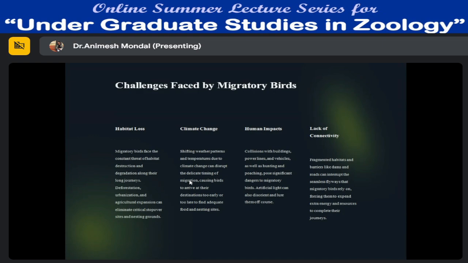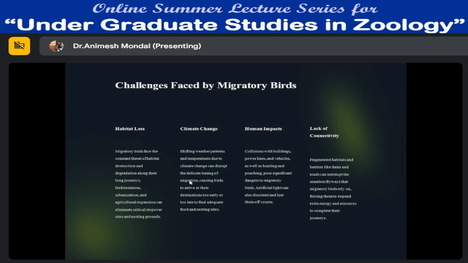Now, the next challenge is human impact. Human impact means construction of buildings and construction of certain lighthouses also posing a threat for the bird during its navigation. Now, lack of connectivity means fragmentation of the habitat, and barriers like dams or roads can interrupt the seamless flyway that the migratory birds rely on, forcing them to expend extra energy and resources to complete the journey.